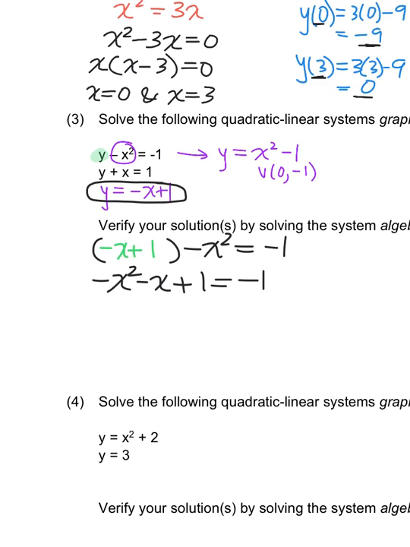So I have -x squared minus x plus 1. It's quadratic, so if I'm going to solve, I need to get that 1 over to the other side.